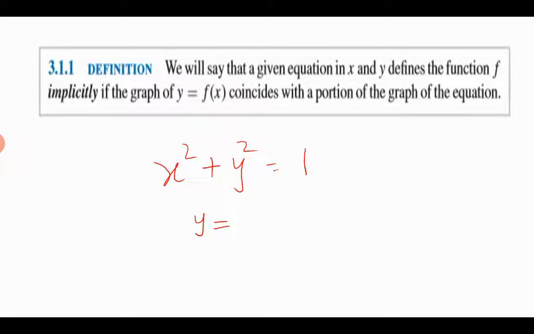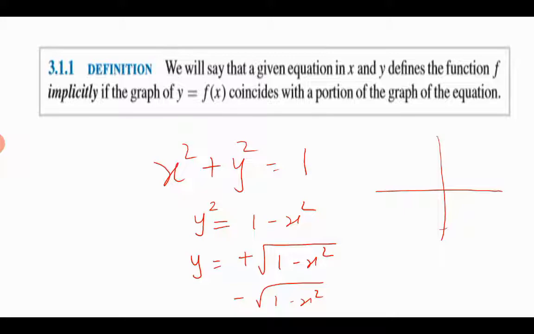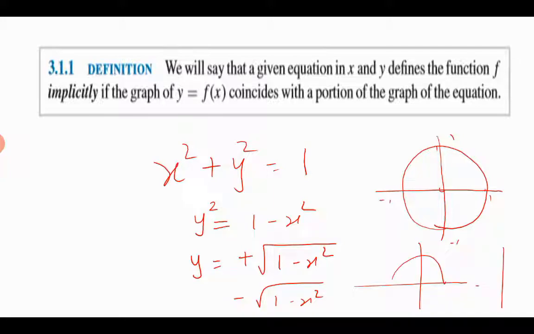y square is equal to 1 minus x square. So y is equal to positive root of 1 minus x square is the first function, negative root of 1 minus x square is another function. When we draw, this is a circle whose center is origin and radius is 1, isn't it? So the first part gives the upper circle, the second part gives the lower circle. Separately they are functions of x, but together they will not satisfy the vertical line test. So together this is not a function of x, isn't it?